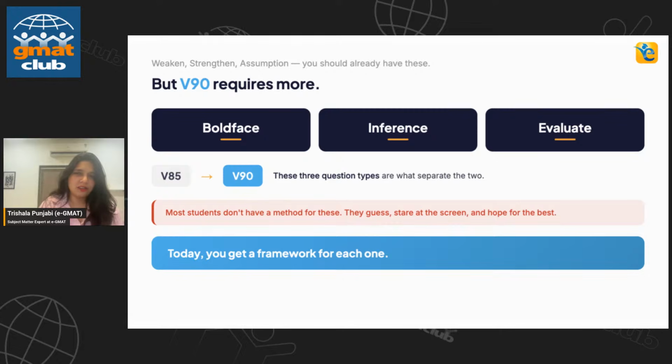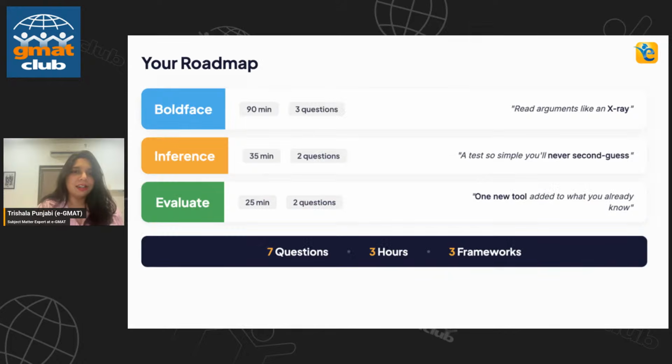We did already cover strengthen, weaken and assumption in the first session, but to get to that level, usually the difficult types of questions are boldface, inference, and evaluate. And today we're going to give you a framework for each and every one of them, and we'll be discussing boldface for the majority of the time because it does seem like a very difficult question.